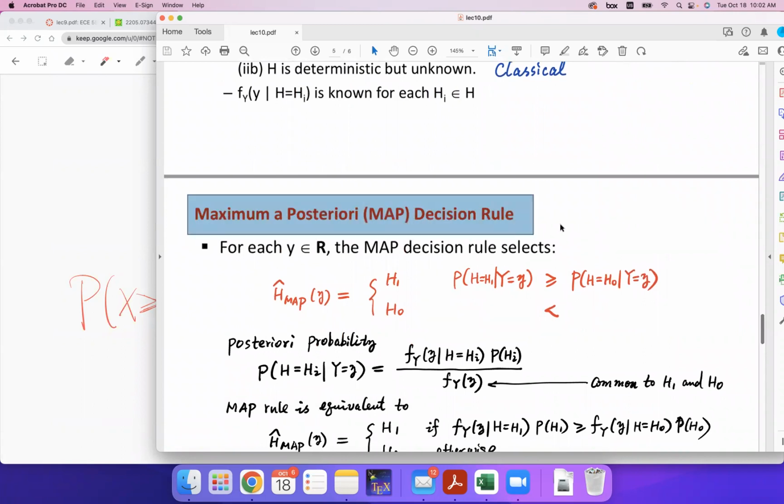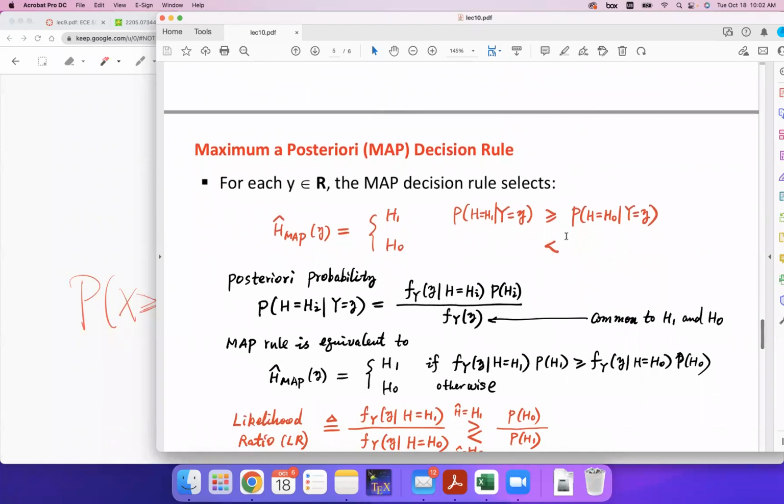One of the widely accepted decision rules is the MAP rule, the maximum a posteriori decision rule. We call it the MAP rule. So we look at the a posteriori probability, and then we try to maximize such a probability to help us make a decision. So this decision rule is also very intuitive.